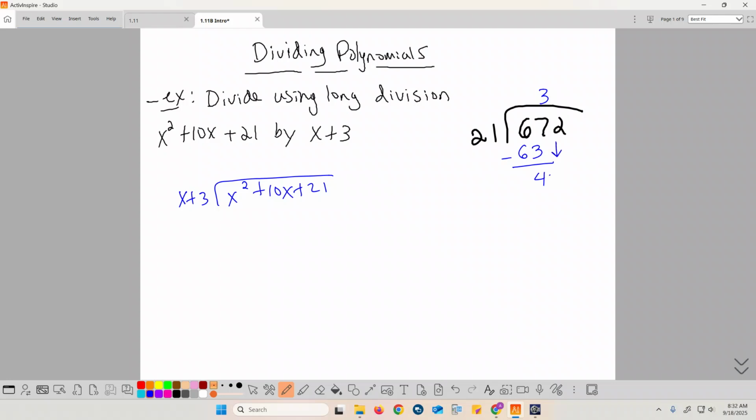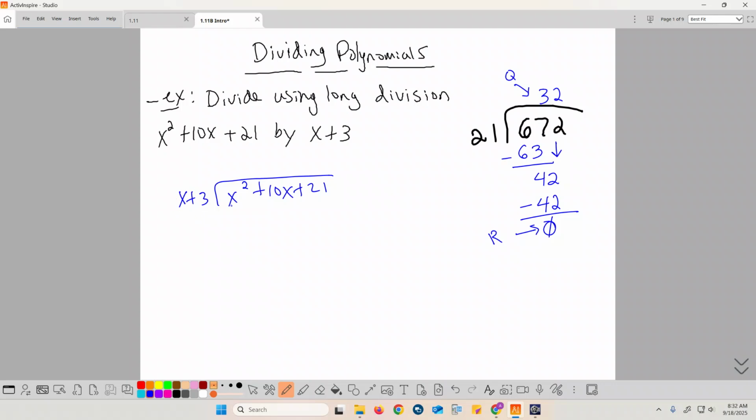Bring down this next term, next digit, if you will, which is a 2, and then you look to see, does 21 go into 42? And it does, twice. So then you go 2 times 21, which is 42, and we subtract that 42, and that gives us a remainder of 0. So this remaining value here is typically what we call the remainder, and up here is what we call the quotient. So we're going to use a similar process with polynomials, a little bit trickier, but let's try to use the same idea.